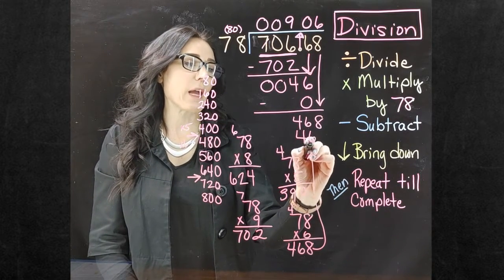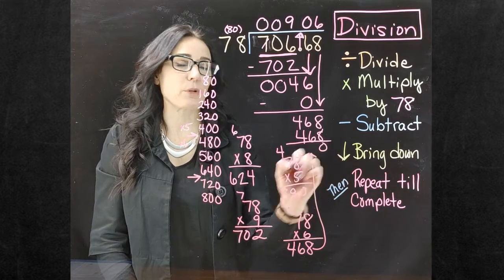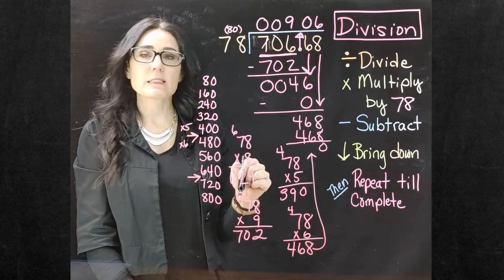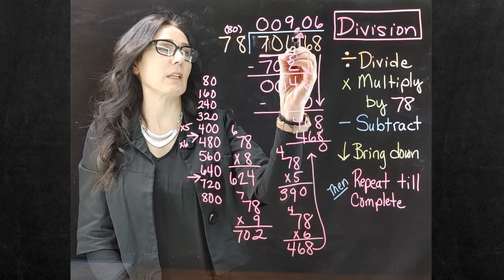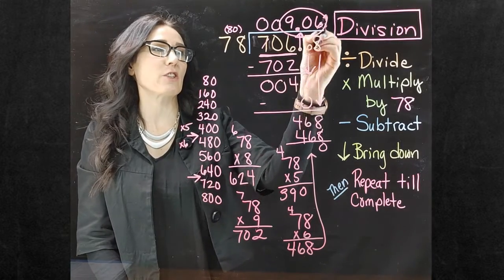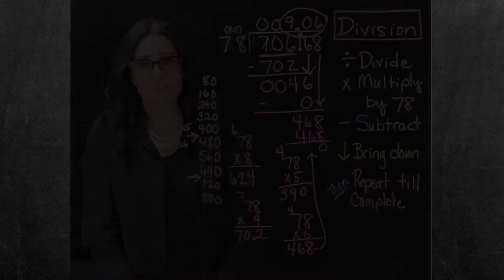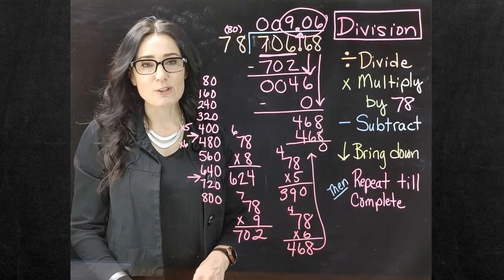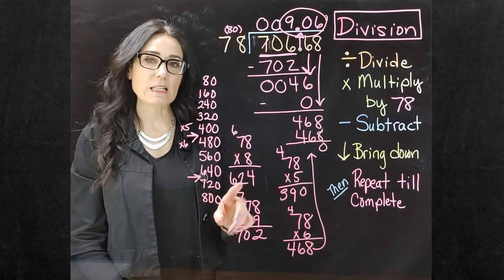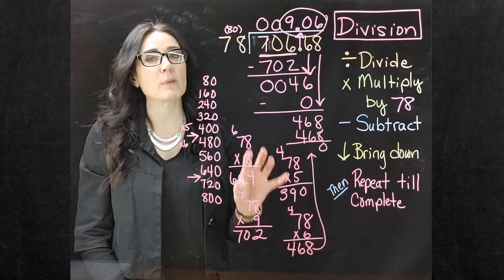And when we subtract, we get a perfect number here. So the last thing I need to do is go ahead and put my decimal here. And we would say our final answer is 9.6. So that is how you can use estimation when you're dividing to get close so you don't have as many guess and check.